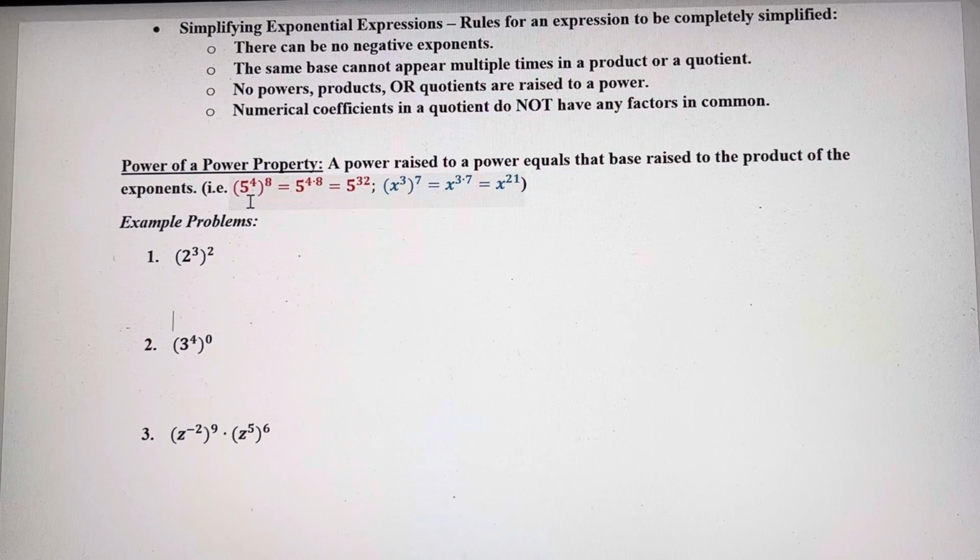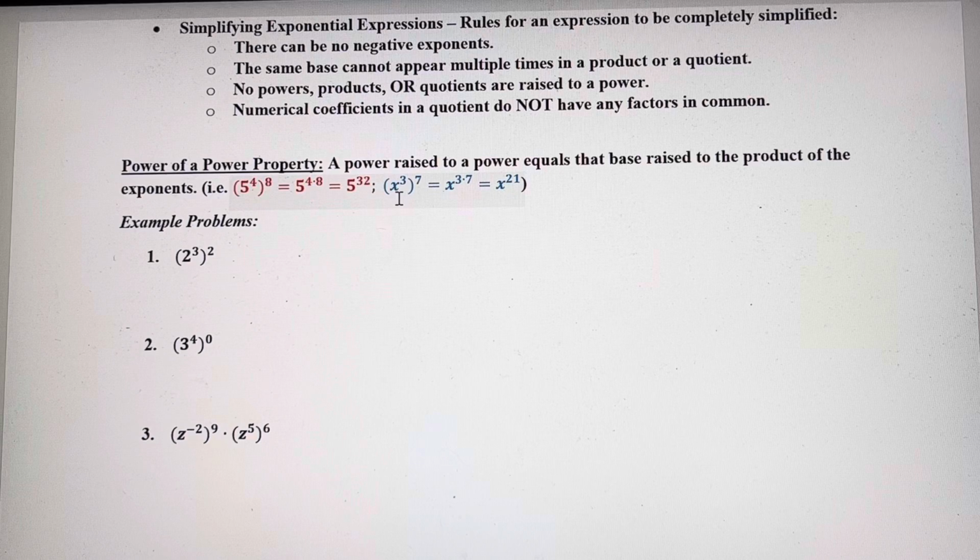So 5 to the 4th power raised to the 8th power means we're going to keep that base. Notice the base remains the same, 5. And we're going to multiply those two exponents, 4 times 8, which gives me 32. Okay, so 5 to the 32nd power. That's too big for us to evaluate. A calculator wouldn't even give you an answer there. So we're going to leave that as our answer here.